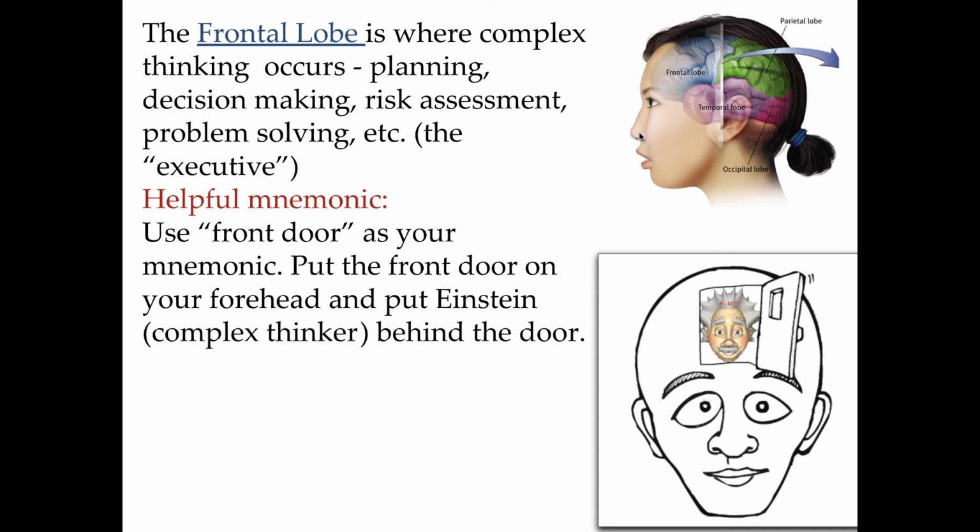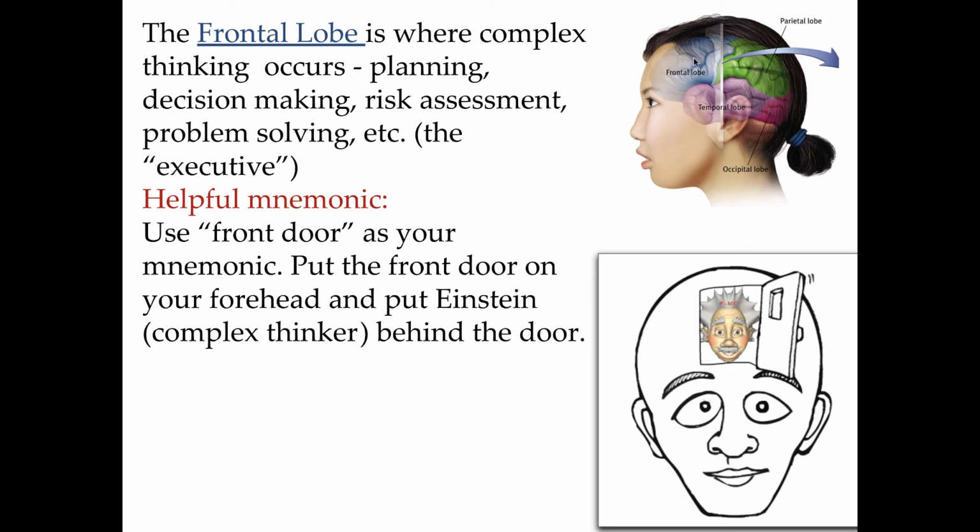A mnemonic: use the front door as your mnemonic for this. So put the front door on your forehead and put Einstein, a complex thinker, behind the door. Your complex thinking is done thanks to your frontal lobes.